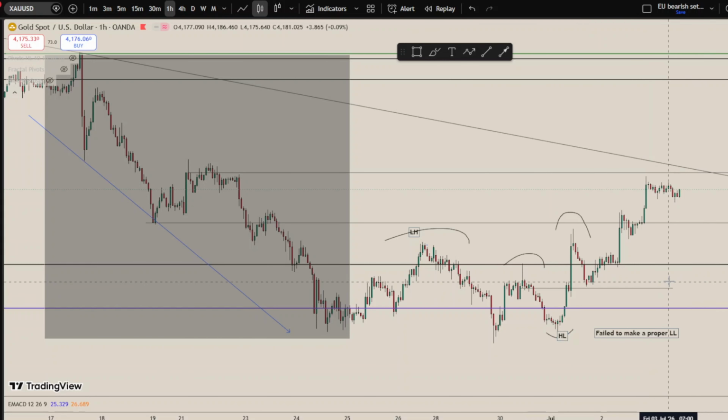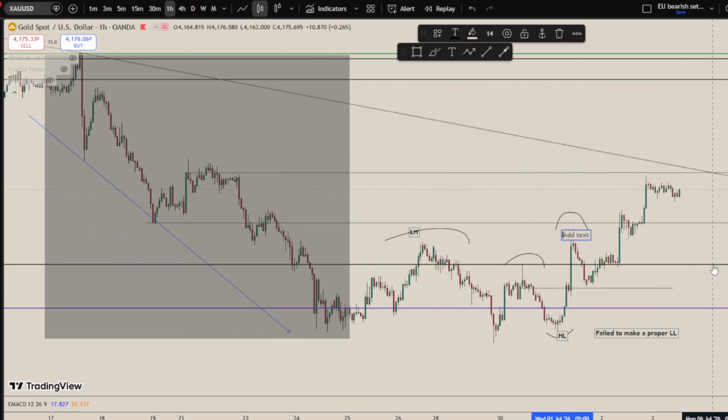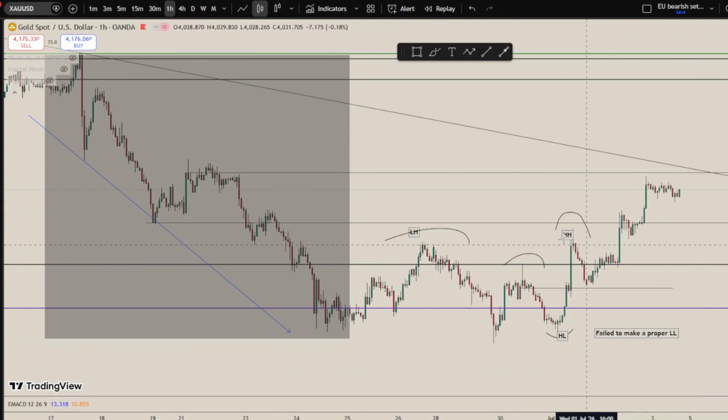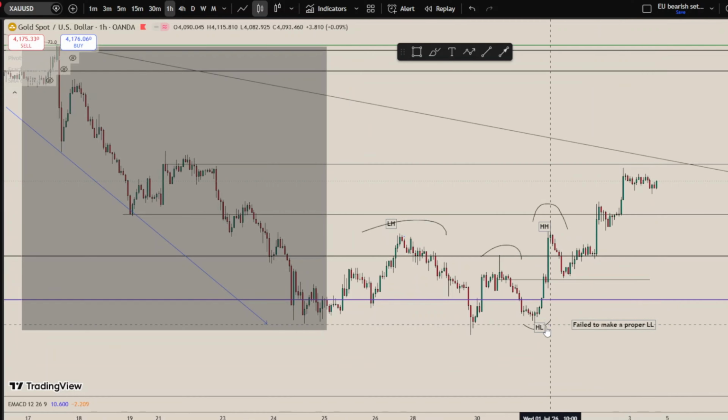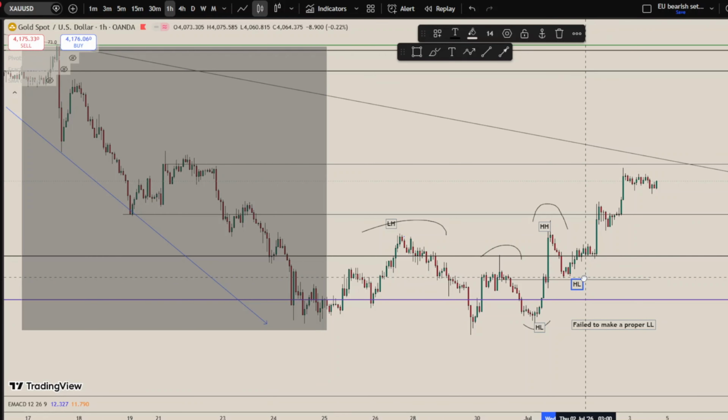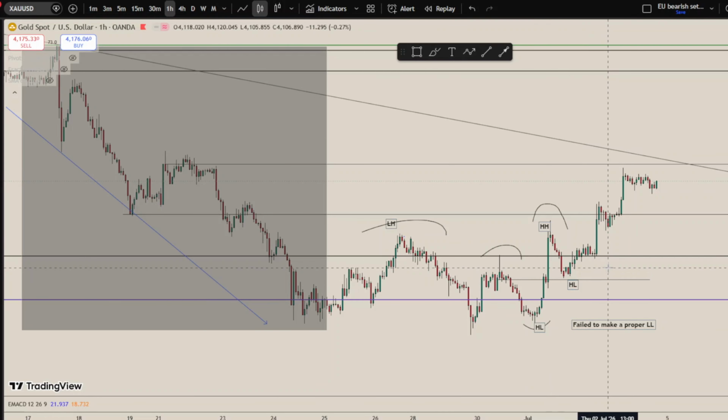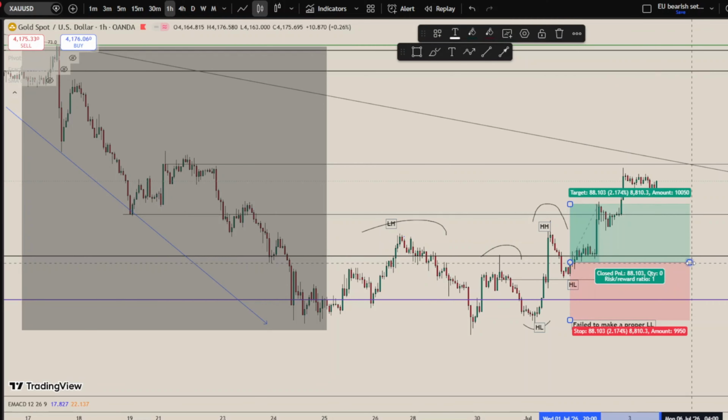and then the price came up and started breaking this resistance, and made this higher high, right? Once it made this higher high, I waited for a retest and a higher low right here for me to take a trade. So I saw this opportunity and took this buy.